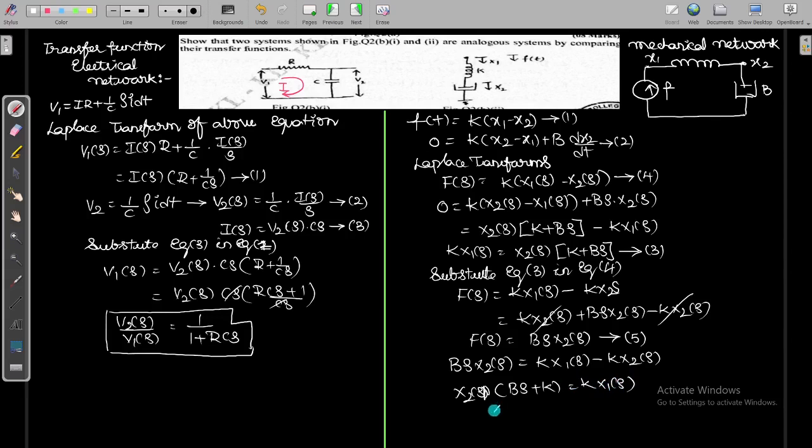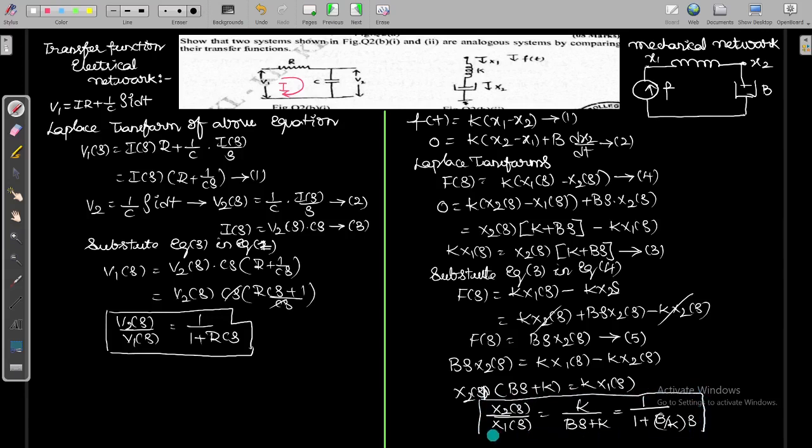I already told you how to take the ratio of x2 of s divided by x1 of s, that is the output displacement divided by the input displacement. What you are going to get is k by bs plus k. But if you compare with the two transfer functions, it is not in this form. So I am going to divide the numerator and denominator by k. What you get is 1 divided by 1 plus b by k into s. Now if you compare these two transfer functions, they are both similar.